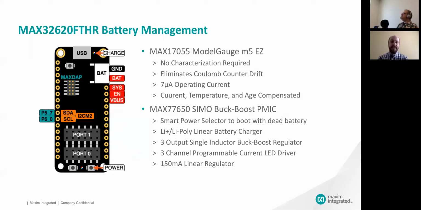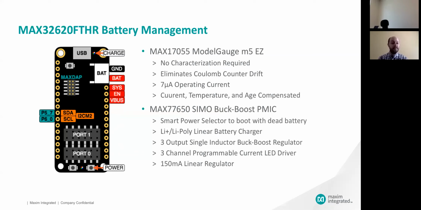One of the things we've included is the Max 17055 ModelGauge m5 EZ. This is a really state-of-the-art fuel gauge. One of the things Maxim's been able to do is a lot of fuel gauges required you to characterize your batteries so that the fuel gauge could understand and predict the state of charge. But with our latest fuel gauge, the part actually characterizes the battery as it goes and learns the capabilities of the battery. So it doesn't need any preliminary characterization. It determines it while it goes.